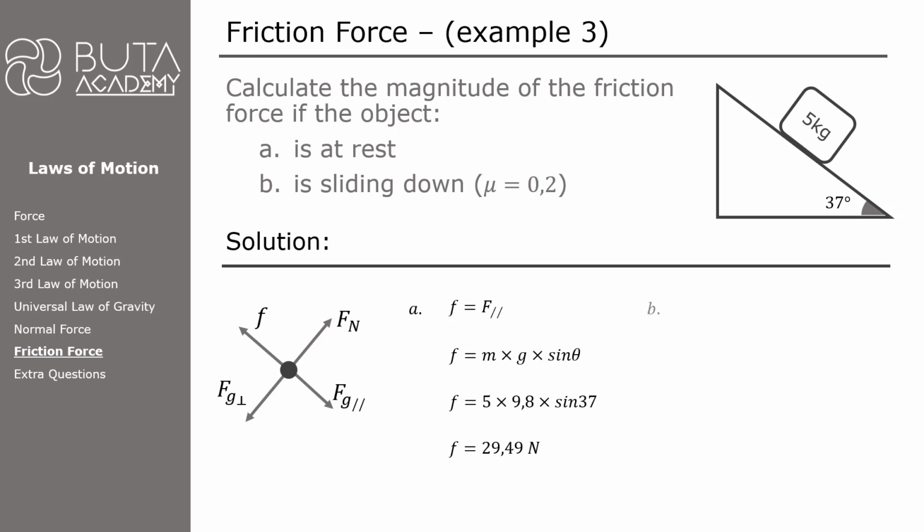On the other hand, if an object is in motion, the friction force experienced by it is the kinetic friction force. We calculate kinetic friction force by multiplying coefficient of friction by the normal force. On an inclined plane, the normal force is equal to the mass times gravitational acceleration times cosine theta. Coefficient of friction is 0.2, mass is 5 kilograms, gravitational acceleration is 9.8 meters per second square, and theta is 37 degrees. As a result, friction force applied on a moving object is 7.83 newtons.